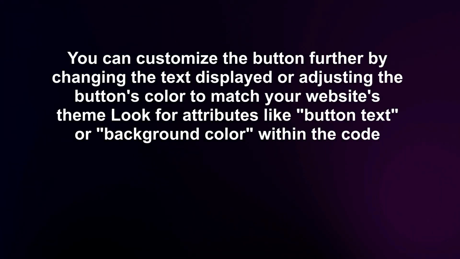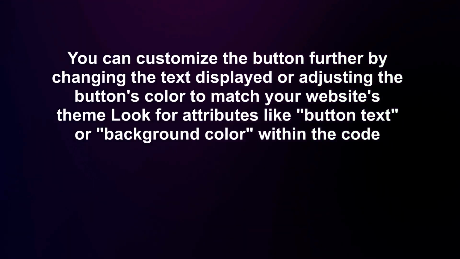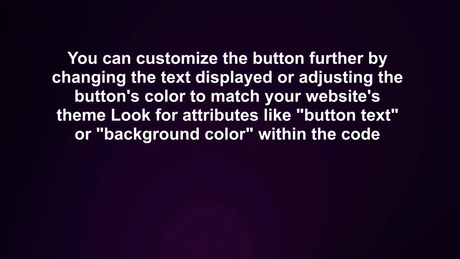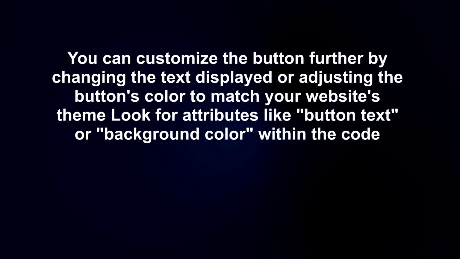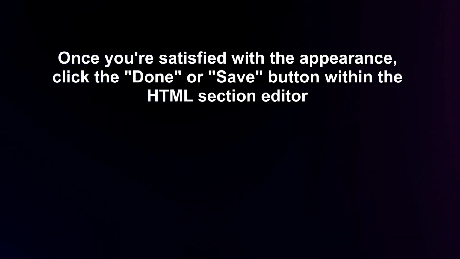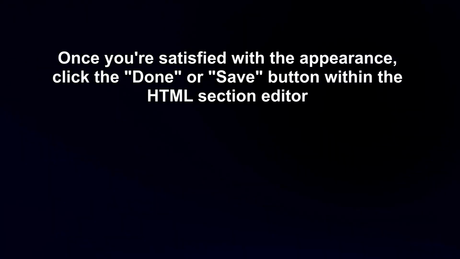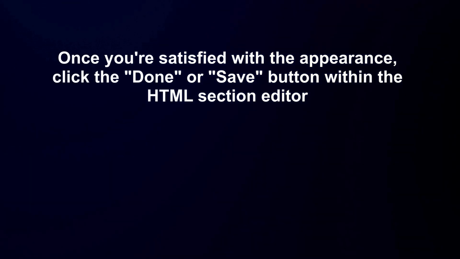You can customize the button further by changing the text displayed or adjusting the button's color to match your website's theme. Look for attributes like button text or background color within the code. Once you're satisfied with the appearance, click the Done or Save button within the HTML section editor.